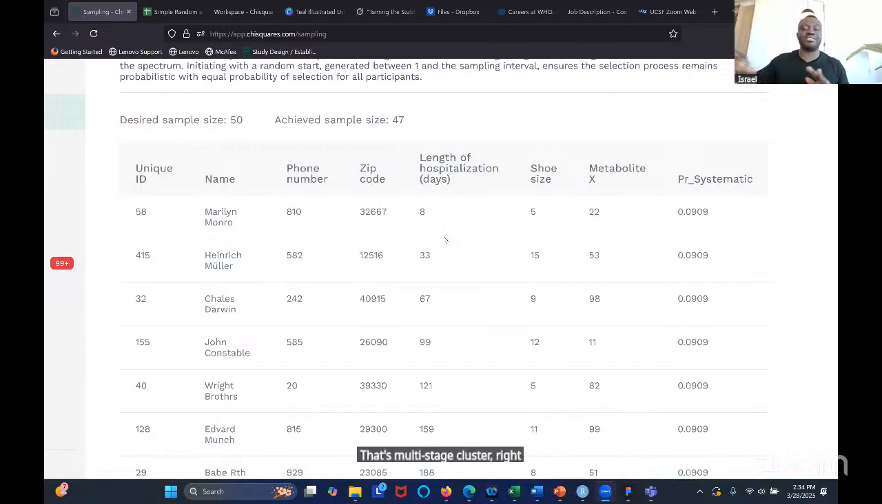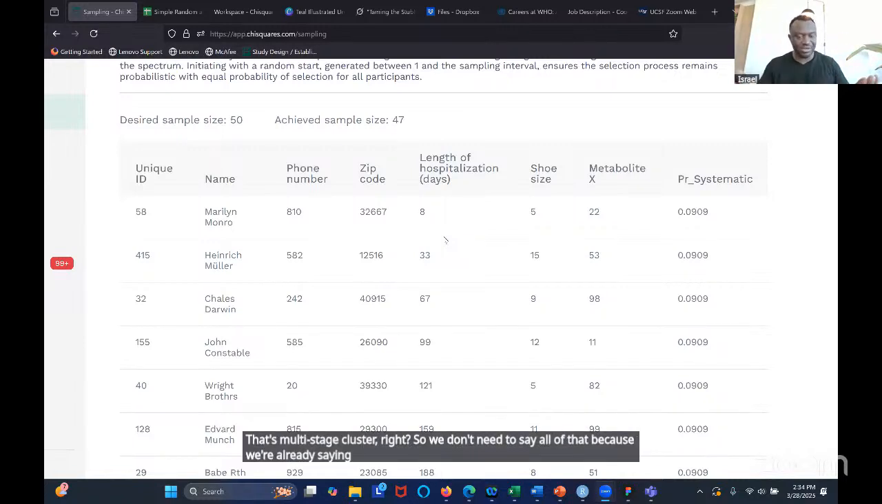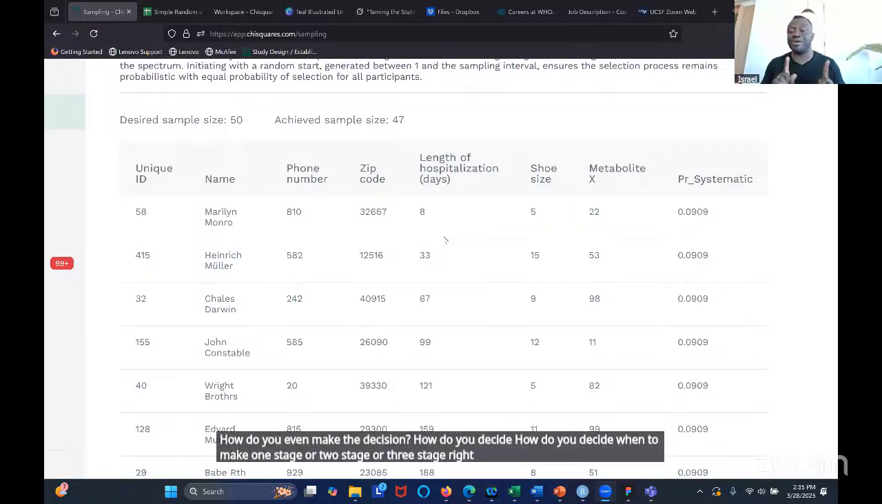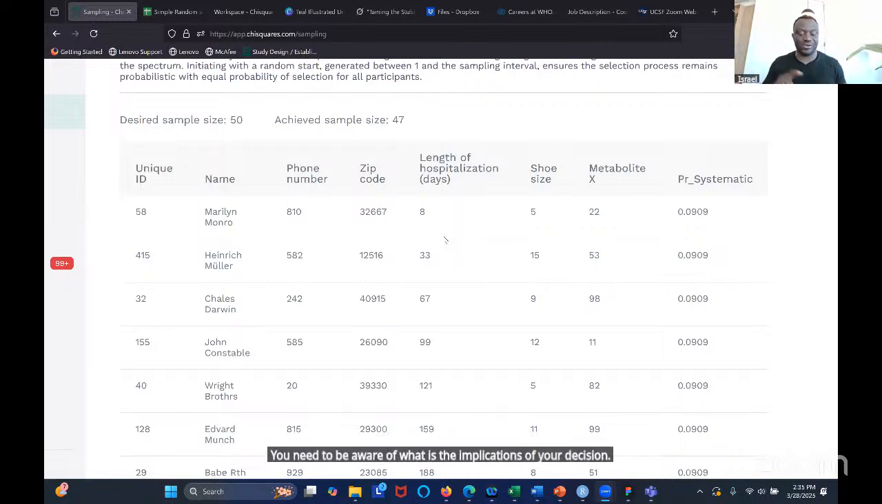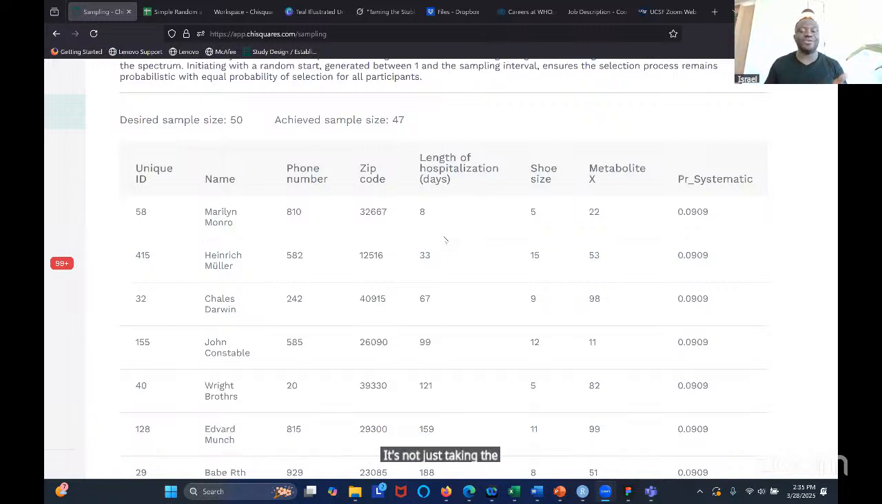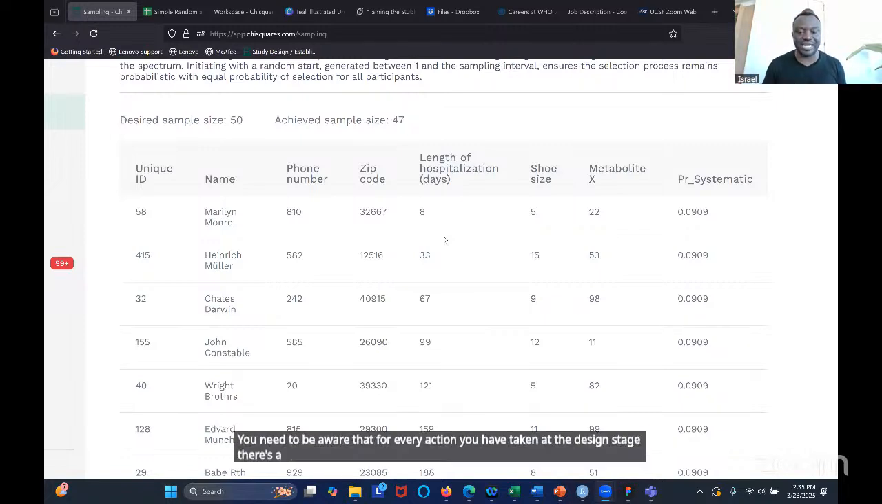So we don't need to say all of that because we're already saying cluster, understanding that anything after that is your decision to make. And that's what we're going to cover in weeks 2 and 3. How do you even make the decision? How do you decide when to use one stage or two-stage or three-stage, right? And more importantly, it's not just deciding. You need to be aware of the implications of your decision. Like, okay, I've decided that it's going to be three-stage. Okay, what is coming? Mara would say for every action, there's a reaction. It's not just taking the action and then going to bed. You need to be aware that for every action you have taken at the design stage, there is a reaction you need to consider either now or in the analysis stage. So those are things we're going to cover then.